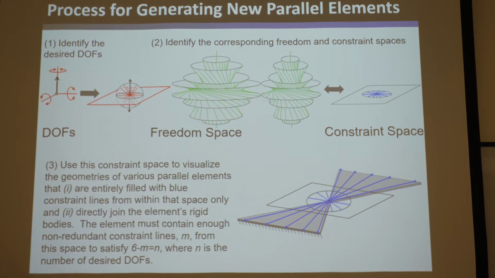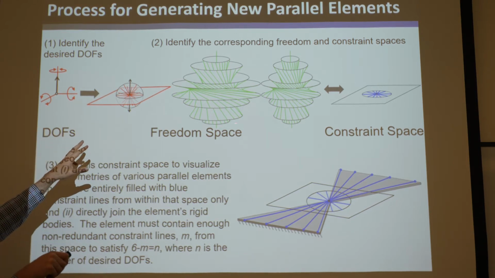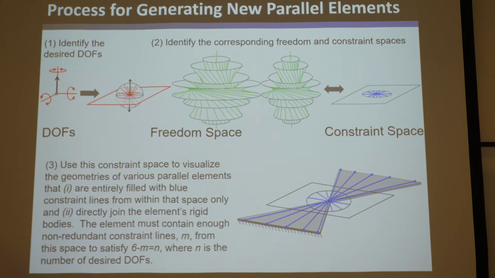Okay, so step one is you identify what degrees of freedom you want that element to achieve, and for this example they wanted 3 intersecting rotations and a translation. Step two is identify the corresponding freedom and constraint space. Well, we know how to do that. Freedom space of this guy is that guy with all its screws, and its constraint space is that. You can find that from the chart.